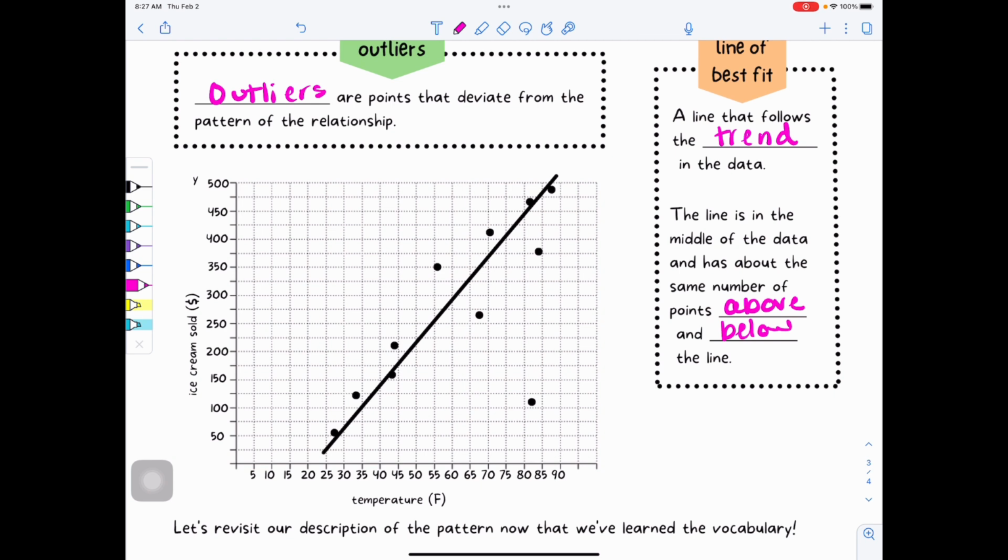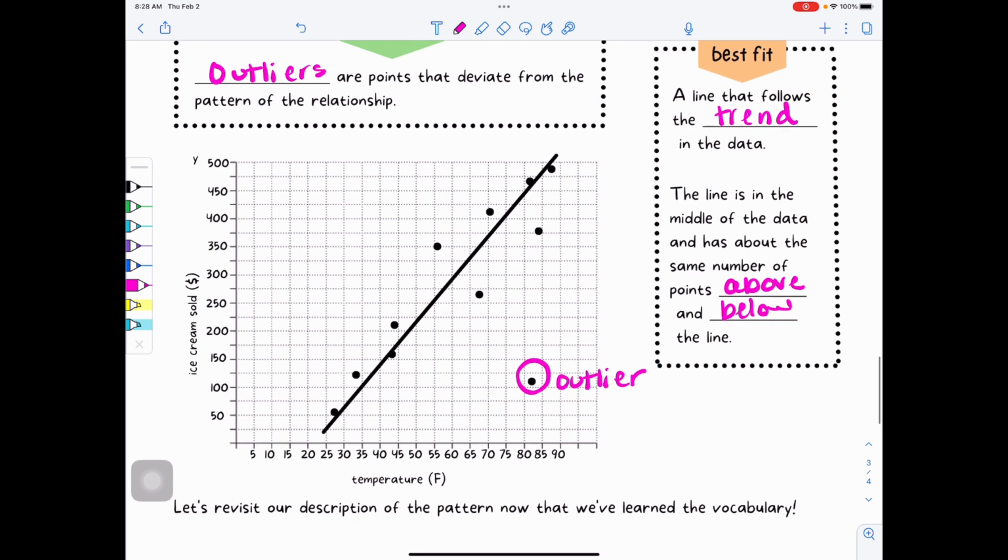So then if I go back to outliers, outliers are points that deviate from the pattern of the relationship. So if I'm looking at this overall scatter plot, can you tell that there's one that's just kind of off the path of the rest? It's this one right here. This would be considered an outlier. And again, it's because it deviates from the overall general pattern of our scatter plot.